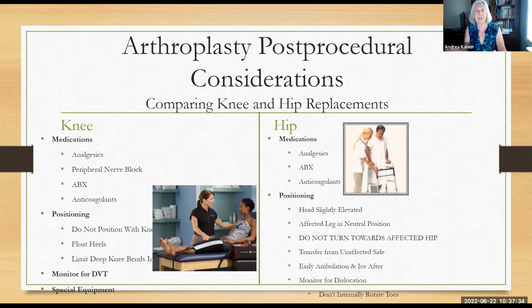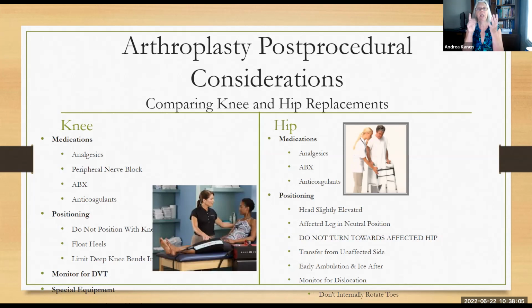So not just a regular pillow, they have specific pillows for this. They're that hard foam, so it's not real smushy. And then they will have Velcro on either side so that you position it between the legs, you get the legs lined up the way they need to be, and then you can just Velcro them so that it can't become dislodged as people move around. We don't want them crossing their legs.